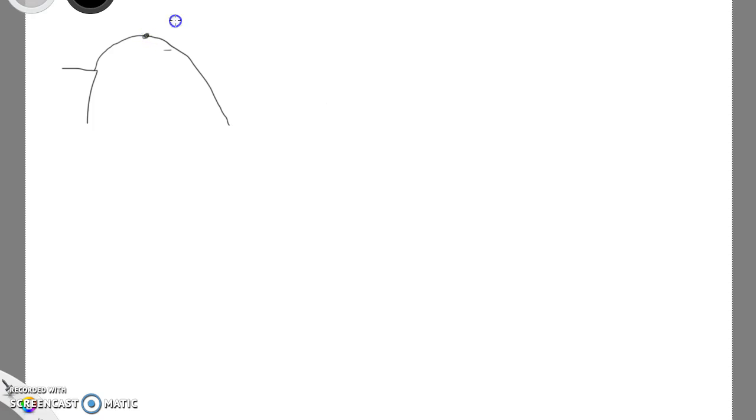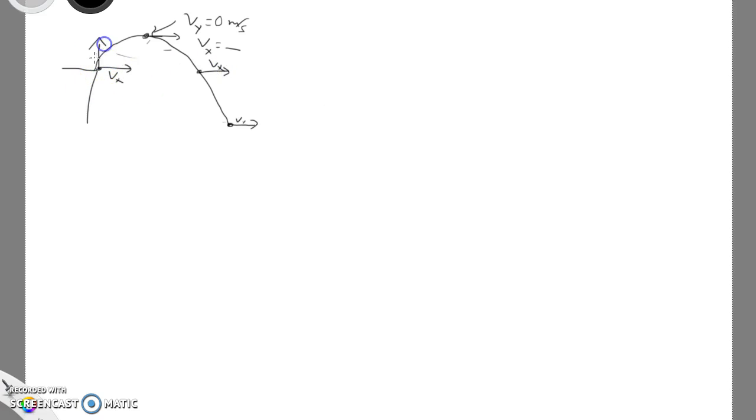We know that right here, the velocity in the y direction is equal to 0. Okay, but at this point, we still have that horizontal velocity. Okay, at this point, that horizontal velocity is the same as it is right here, the same as it is right here, the same as it is right here.